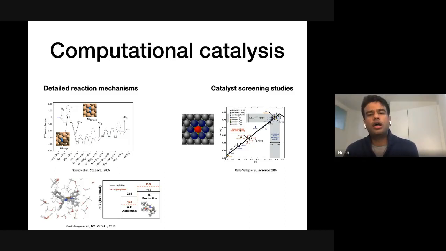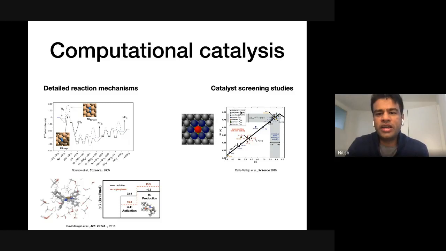The other approach you can take is what's called catalyst screening. The idea here is the opposite, right? You can look at thousands or even millions of different possible catalysts for a given reaction. Let's say you want to look at some electrocatalytic reaction or some catalytic reaction. What you can do is screen thousands of different possible candidates and then figure out which ones are the most active. And the way you can do this, typically, is in what's called a descriptor activity plot.